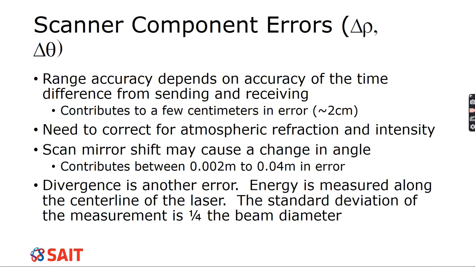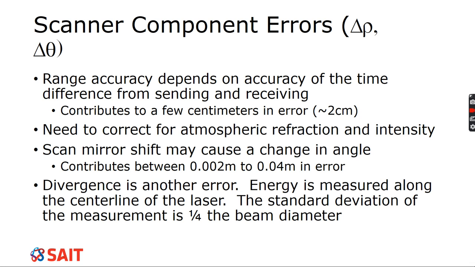Then we also need to correct for atmospheric refraction, because that happens. Refraction affects the angle, it also affects the range, so that's another thing. We also have intensity issues, so what about when we end up with speckle from a rough surface? That's a big deal.